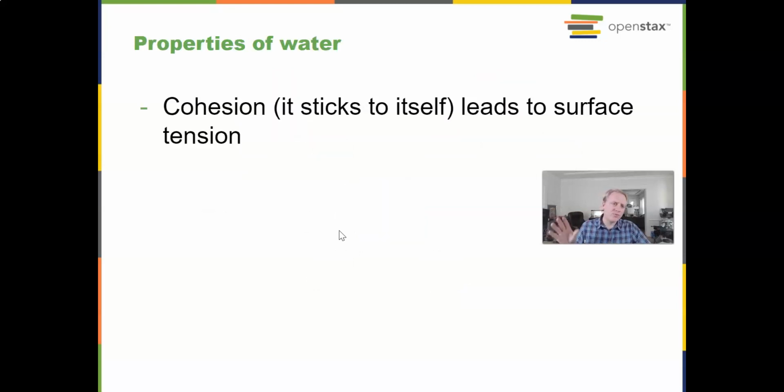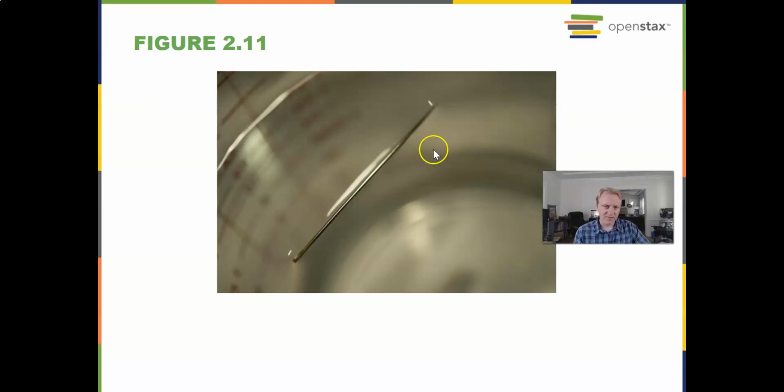So what are the properties of water that allow us to live? The first one is cohesion, and that is that water sticks to itself. This also leads to surface tension. So we have this needle, you can just float a needle on top of water, and it becomes cohesive.